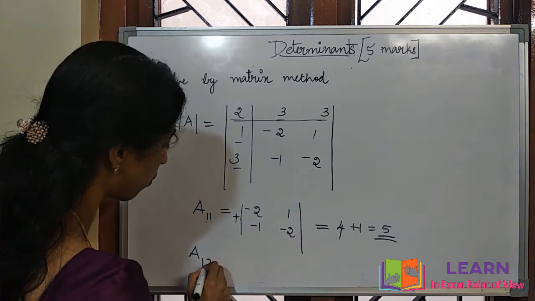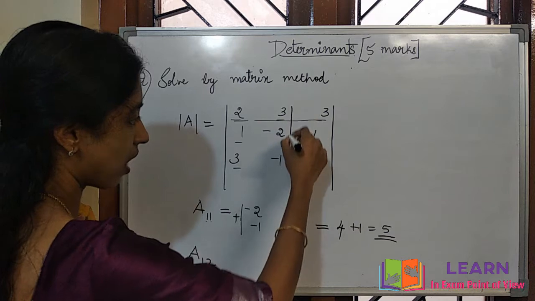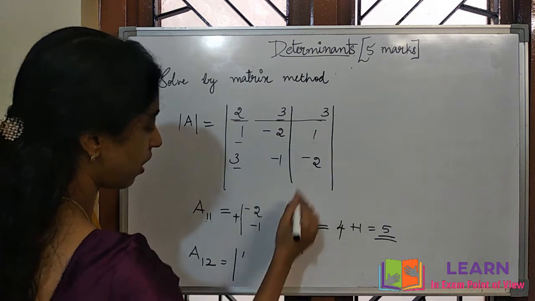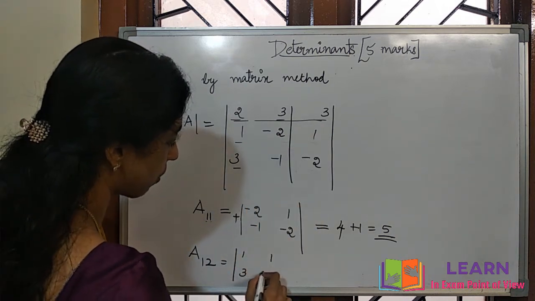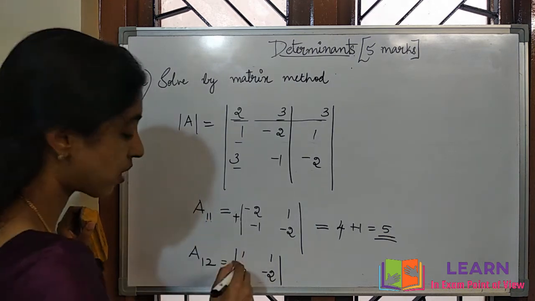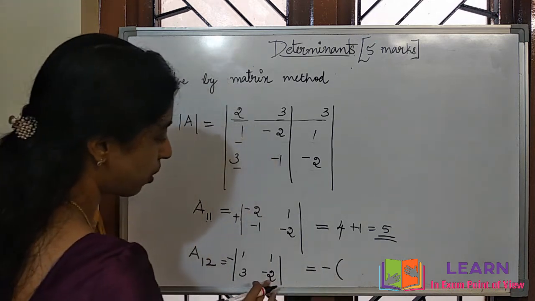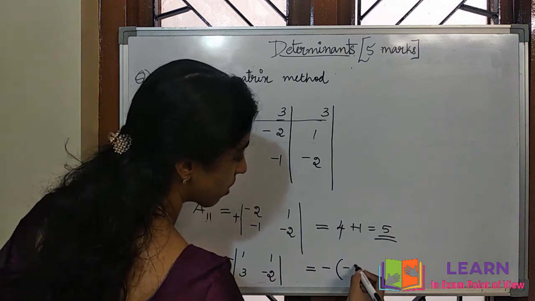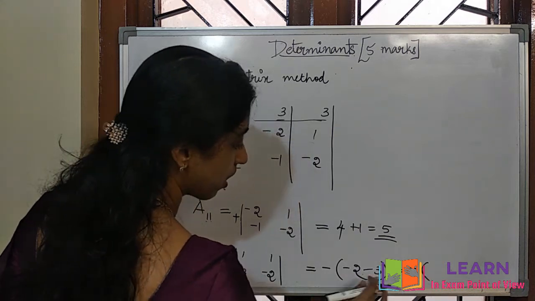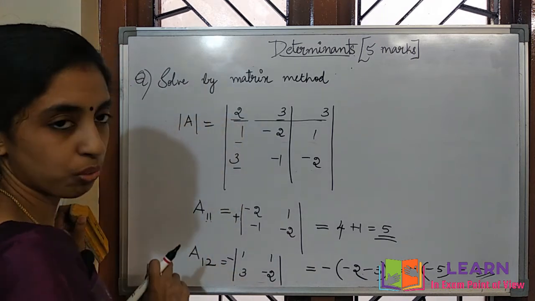Similarly for A12, that is for the element 3, just hide its corresponding row and column. Then we will get 1, 3, and -2. Here 1 plus 2 is 3, which is an odd number, so put a negative sign outside the determinant. So we have negative into 2 into 1, that is -2, then -3 into 1. That is negative of -5, we will get +5, which is A12.